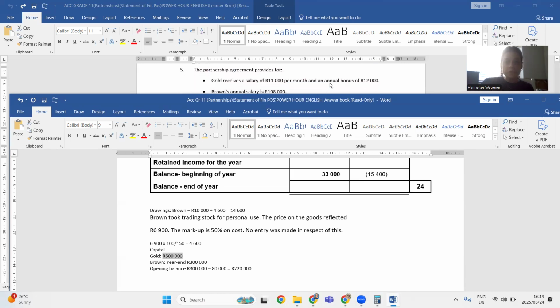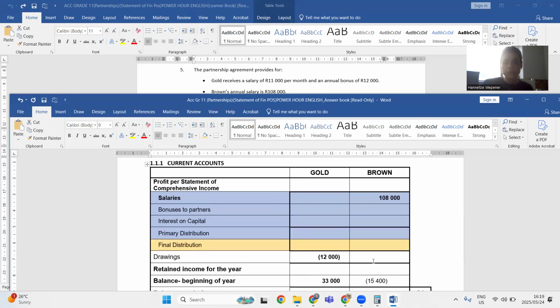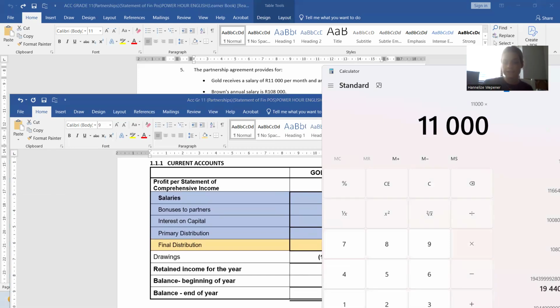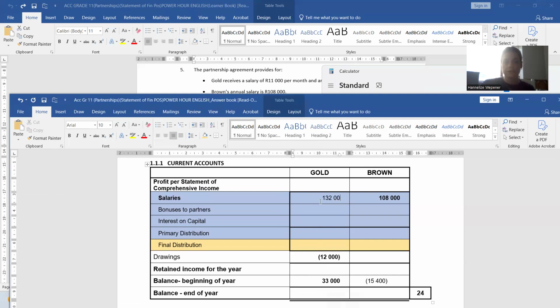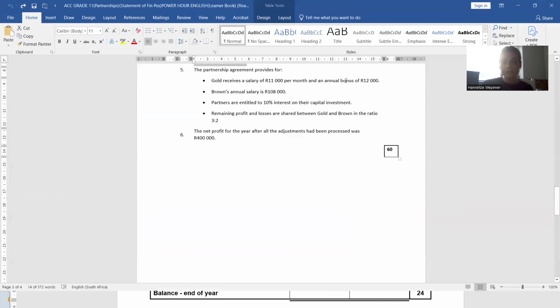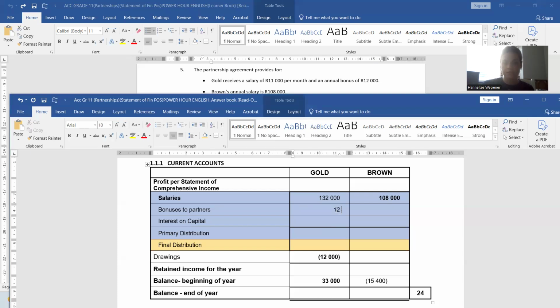Next up, gold receives a salary of 11,000 Rand per month. Just going to stop there because per month. We are doing the financial statements for a full financial year. Therefore, when we're looking at salaries, we want the annual salary, not the monthly salary. So 132,000 is the salary then for gold. Then it says that he also gets an annual bonus of 12,000 Rand. So we will go to his current account and show that he also gets 12,000 Rand.